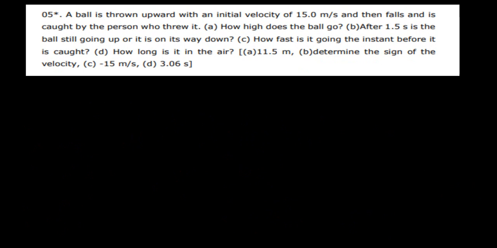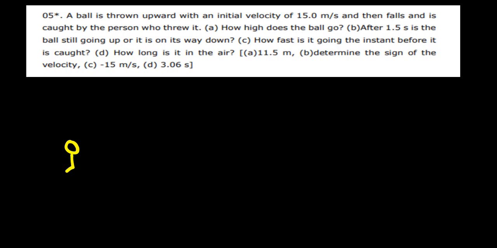Then number 5: a ball is thrown upward with an initial velocity of 15 meters per second, and then falls and is caught by the person who threw it. Let's say this is a person. This person throws a ball, it goes up, and they catch it again. So how high does the ball go?